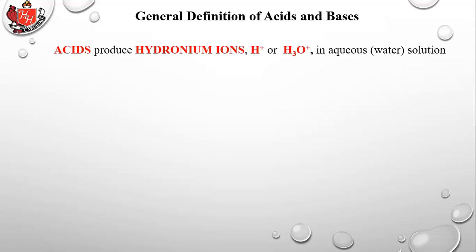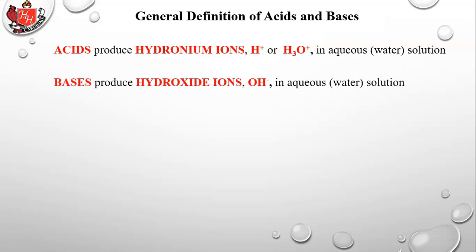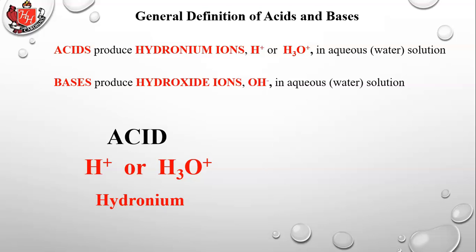So acids produce what are called hydronium ions, or H+ or H3O+ in aqueous solution. Bases produce hydroxide ions, or OH-, in aqueous solution. So just remember, acids produce an H+, which is essentially a proton, I'll show you that in just a moment, or H3O+. And the reason those two are considered to be the same thing, I'll explain that as well. That's called a hydronium. Bases produce OH-, hydroxide.